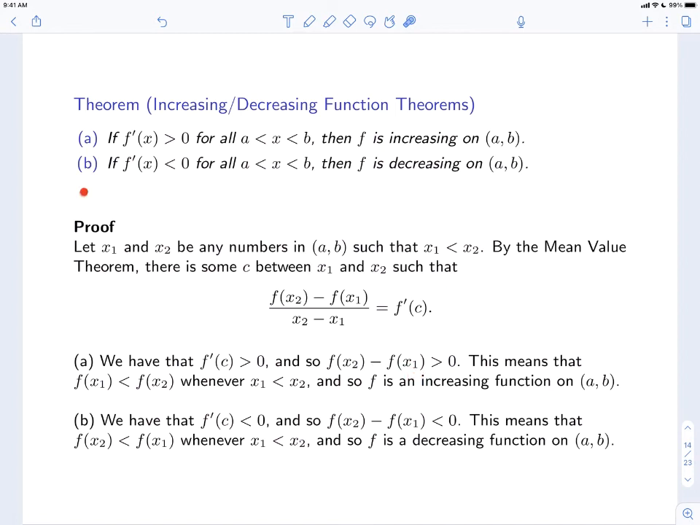Now, if we look at b, then that means the derivative is negative. So if we assume that this derivative is negative, well, x2 minus x1 is still positive. So the denominator is positive, but the value is equal to a negative number, so that means the numerator must be negative. So f at x2 minus f at x1 is less than 0, so f at x2 must be less than f at x1. So that means the function is getting smaller. So the function is decreasing, at least on this interval. We only know that the derivative is negative on this interval, so that means the function is decreasing on that interval.